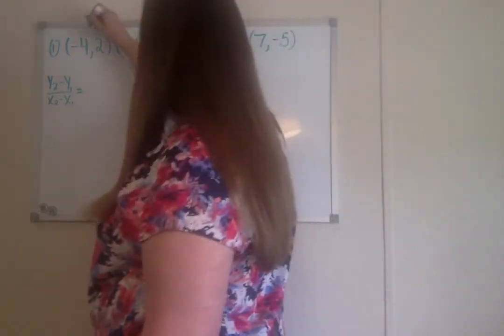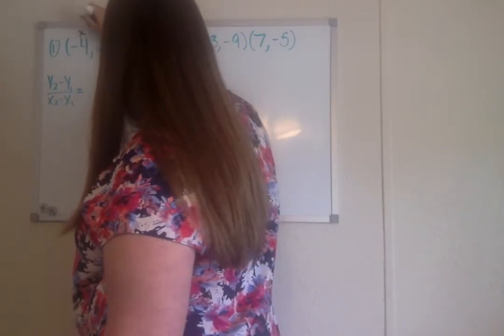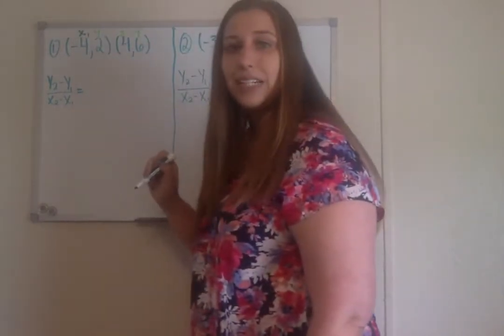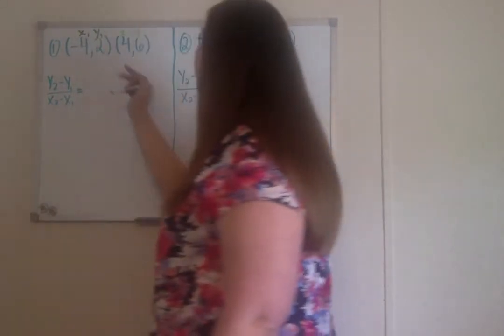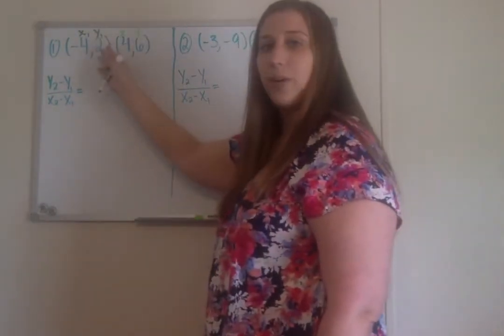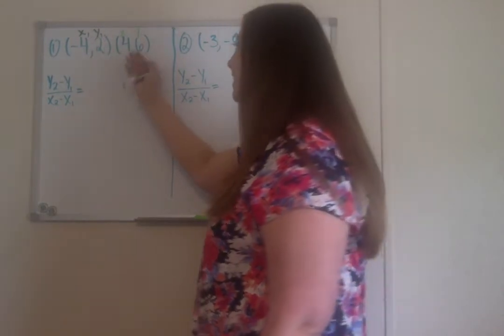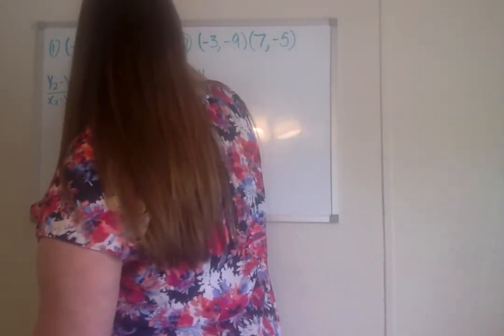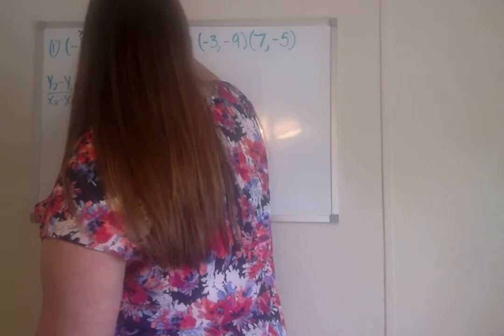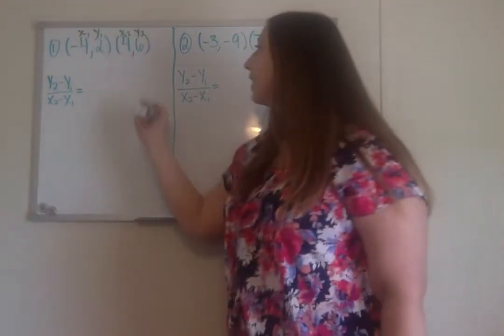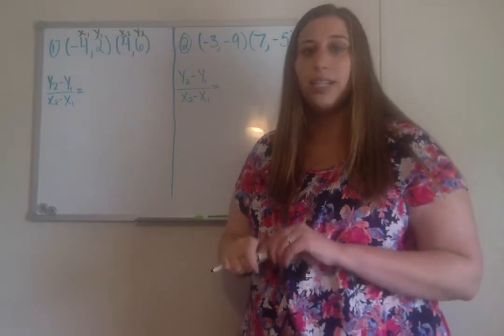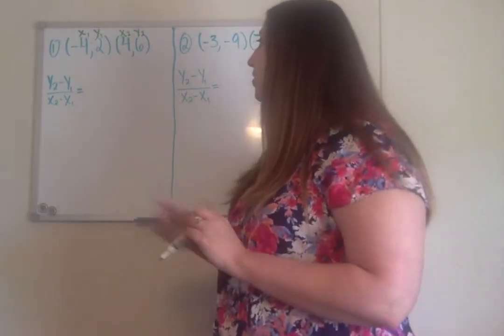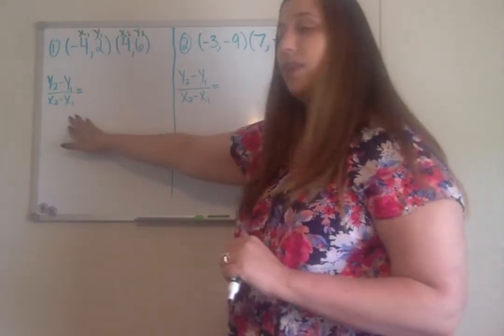In this case, this is the first ordered pair I see, so I'm going to label it x1, same thing with the y, y1. First ordered pair, x1, y1. For the second ordered pair, I'm going to label that one x2 and y2, because again, it's the second one I see, I'm labeling it with 2's. Now that we have everything labeled, we just have to put the correct numbers into the correct spots of this formula.